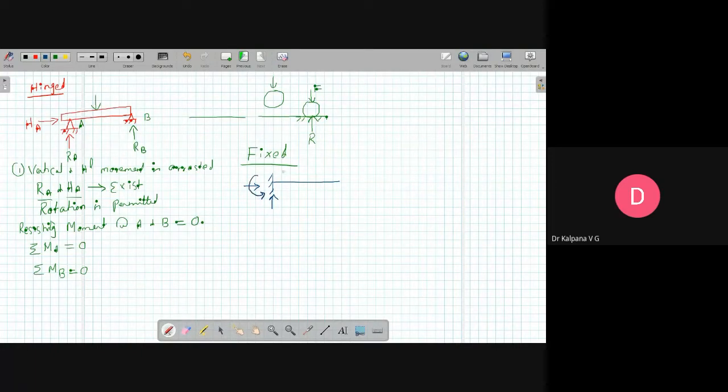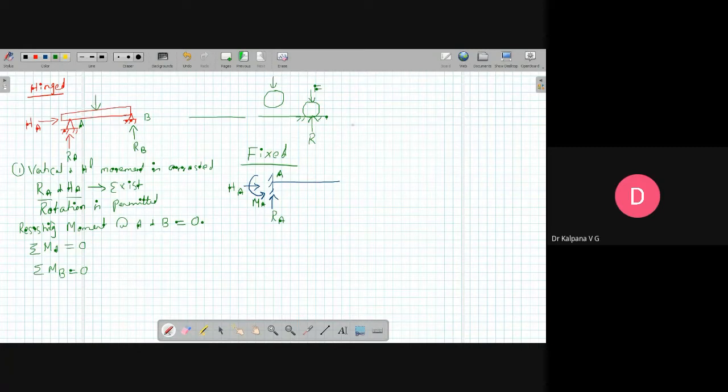So here if I am writing support A, I am having vertical reaction RA, horizontal reaction HA, and there will be resisting moment MA. So all the three exist in case of fixed end. So we need to find out the RA value, vertical reaction, horizontal reaction and moment, since all the movements are restricted or prevented in case of fixed support. So we can combine all these things.